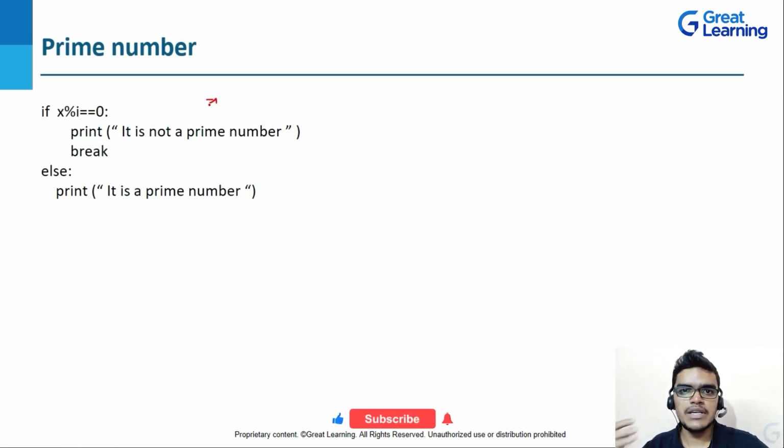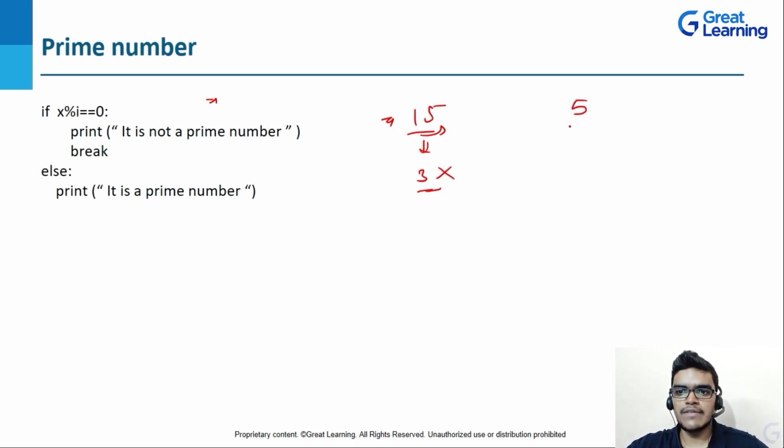So the prime number means the number which is divisible by 1 and the number itself. Let's take an example of, let's say, 15. If you want to check 15, 15 is divisible by 3, right? So it can't be prime. And if I'm taking the example of 5, 5 is divisible by 1 and the number itself, 5, right? So it's a prime number.